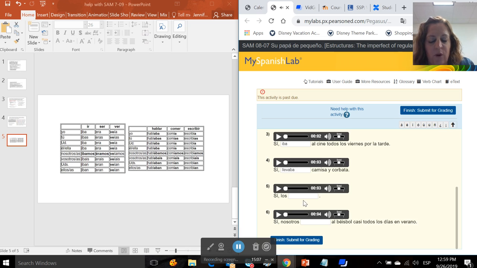So tenías buenos amigos. Yes, I had them. So we have tener, and it's an ER verb. So if it's I, we're going to replace it with ía because it's an ER verb.